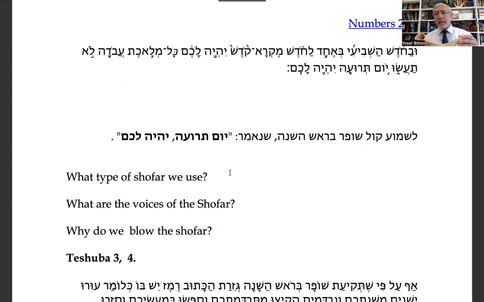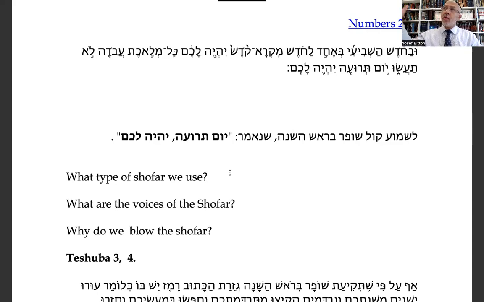It also reminds us of Akedat Yitzchak, that when Borei Olam told Avraham Avinu not to do the Akedah, he also found then a ram with his horns stuck in the bush. So he did the Korban for Hashem. So this shofar reminds us of Akedat Yitzchak.